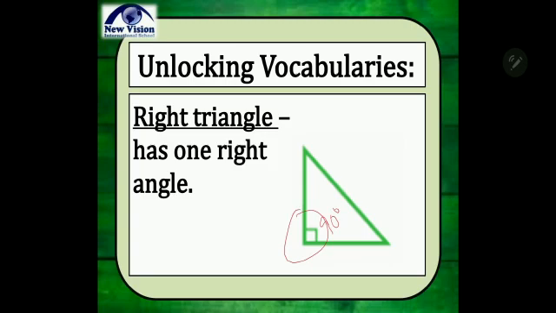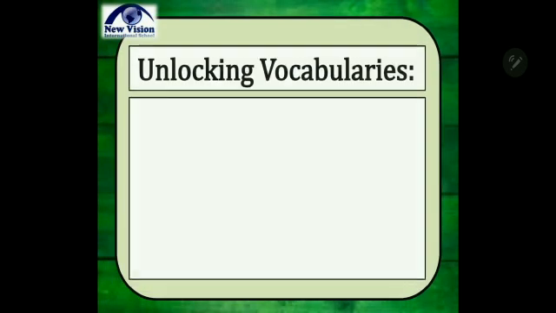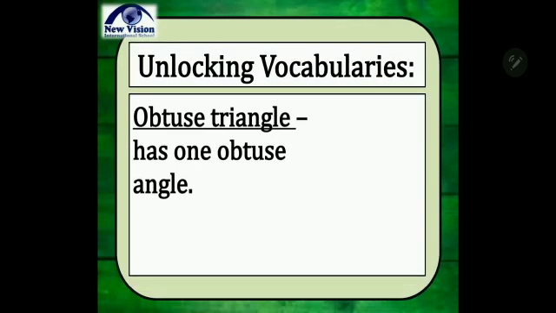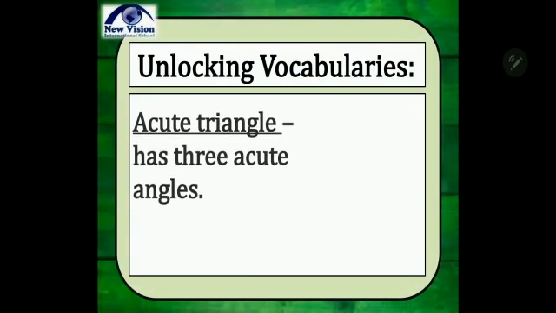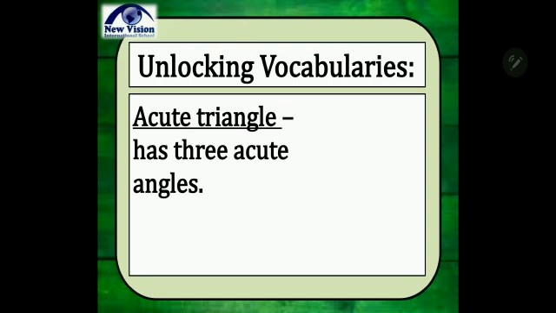Next, obtuse triangle has 1 obtuse angle. When we say obtuse angle, it's an angle that is greater than 90 degrees. Next, the last one is an acute triangle. An acute triangle has 3 acute angles. 1, 2, 3. So when we say acute angle, it is an angle that is less than 90 degrees.